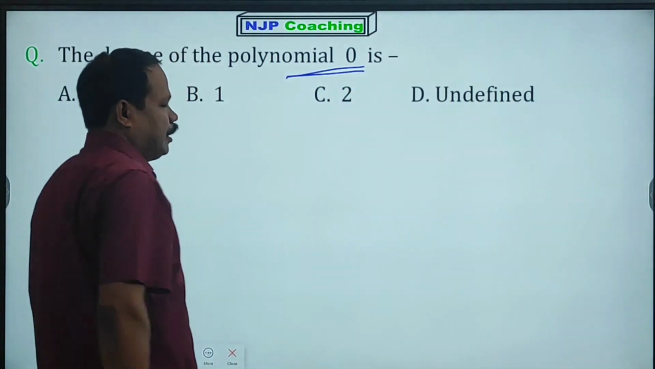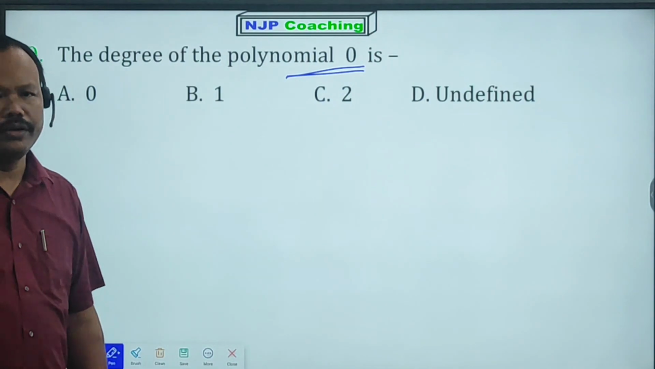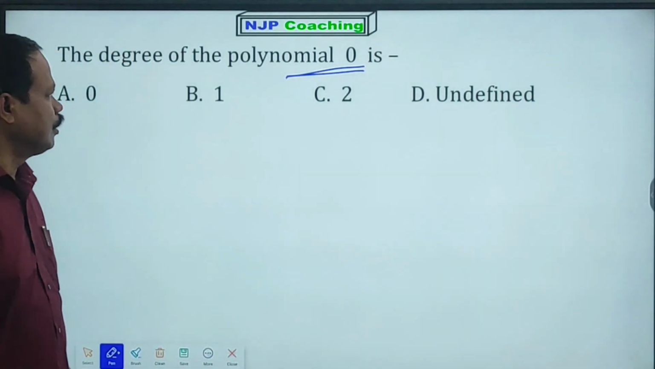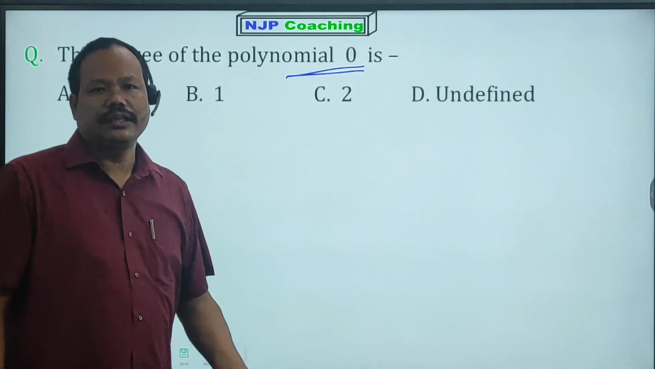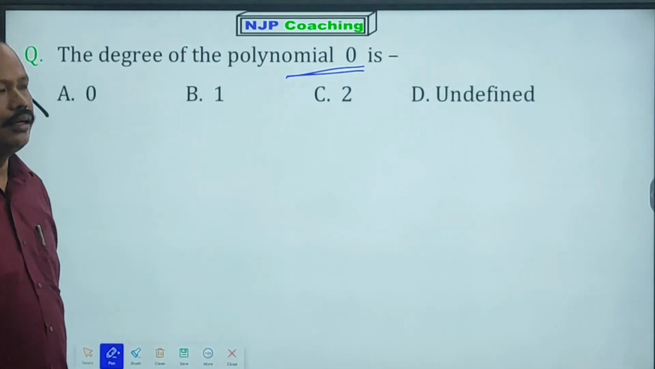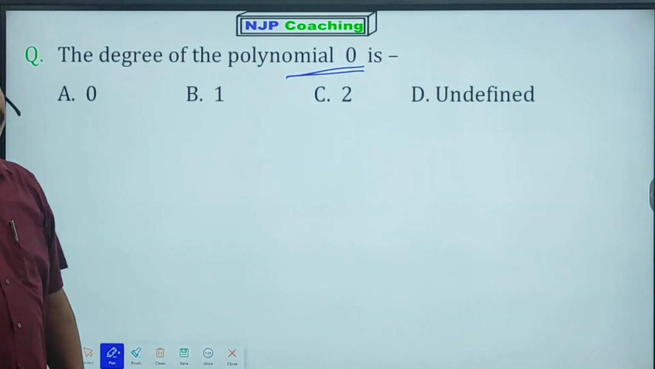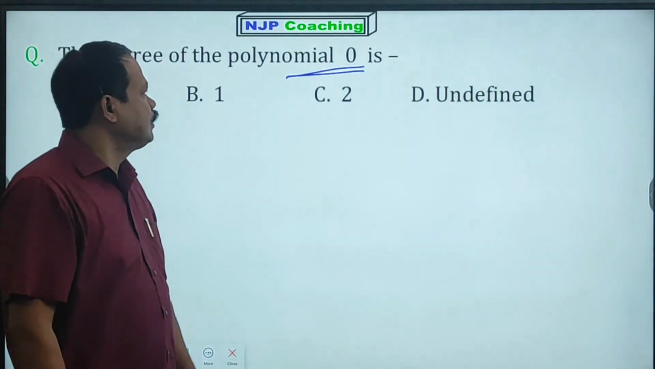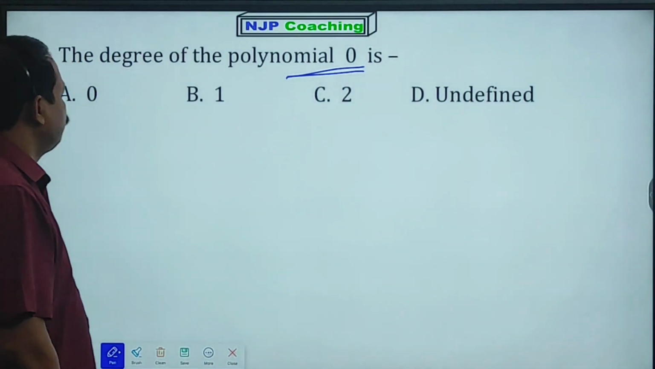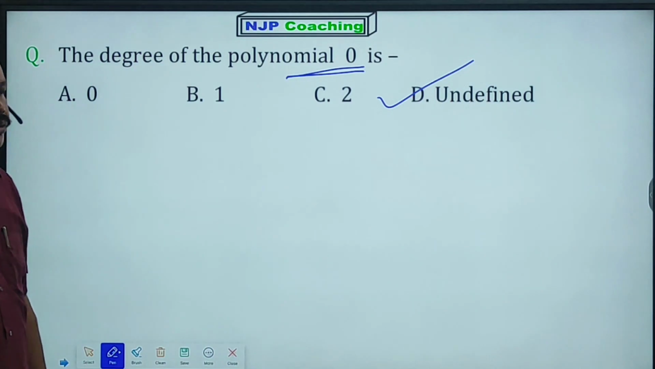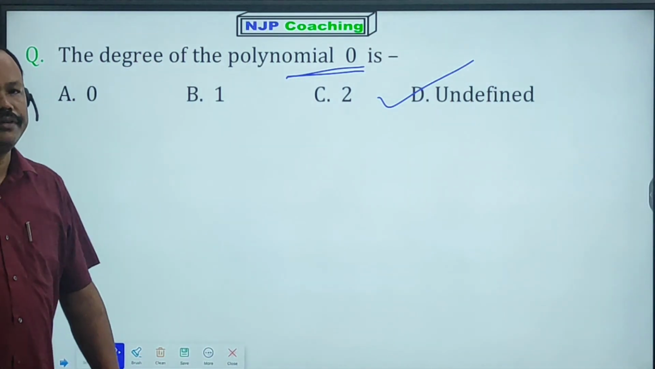This is a constant, and there are two types of constant polynomials. One is a non-zero constant and one is a zero constant. The zero constant is specially known as the zero polynomial, and we cannot find the degree of a zero polynomial. Since the polynomial is 0, we cannot find the degree of 0. So it is undefined.